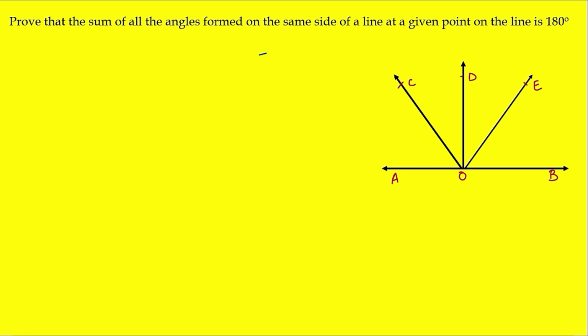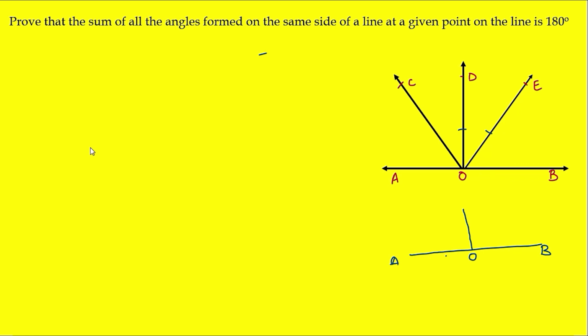Okay. So what does that mean? That means that suppose AOB is a line. It's already given that AOB is a line. Now from this line, some rays are standing on it. As given, OC, OD and OE are the rays standing on the line AOB. So the sum of all the angles formed by these rays will give us 180 degrees.